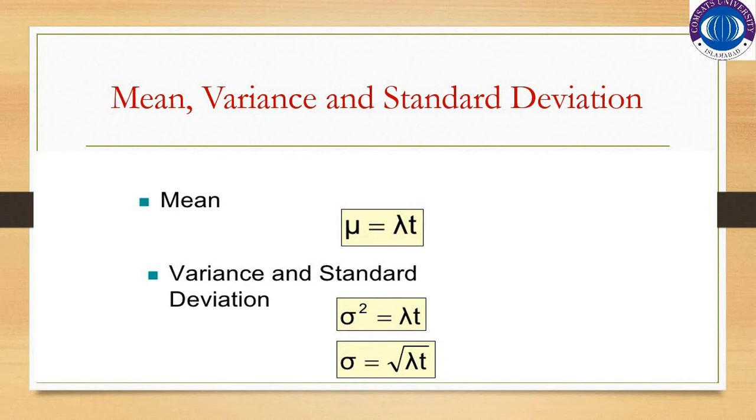One of the unique characteristics of Poisson distribution is that its mean and variance are same. Mean, which we usually denote with the Greek letter mu, is equal to lambda into t, and variance is also equal to lambda into t, whereas standard deviation is equal to under root lambda into t. So this one is the unique characteristic of the Poisson distribution, that its mean and variance is same.